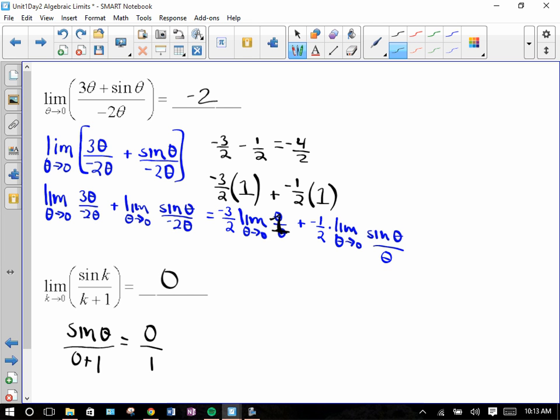If you're struggling there, you could break this up to where you have the limit as k approaches 0 of sine k divided by the limit as k approaches 0 of k plus 1. But that's really doing a lot more work than you need to. In fact, if I'm finding limits, the first thing I'm going to do is probably try substitution just to see if I can. Alright? Questions?